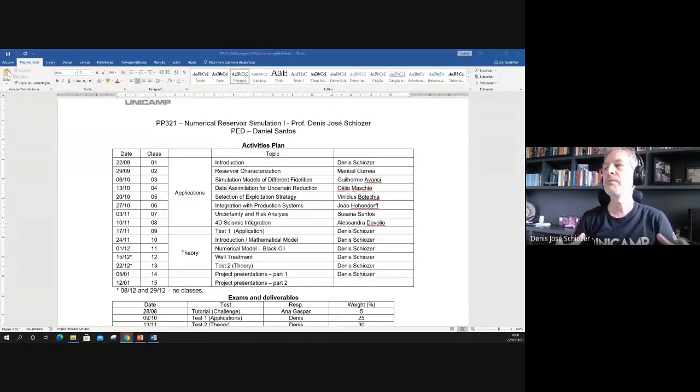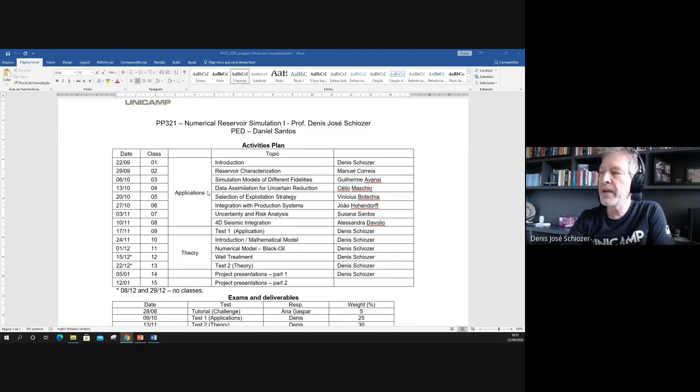Célio will talk about data simulation, mainly concerned with using well data, which is the most common, and then Alessandra will talk in class 8 about seismic 4D integration, okay? And in between, we're gonna have 3 seminars about the blue part, which will first be given by Vinicius Botek about selection of exploitation strategy. João will talk about the integration of wells and production facilities, how we're gonna do that. And Susana will talk about uncertainties and risk analysis, okay?